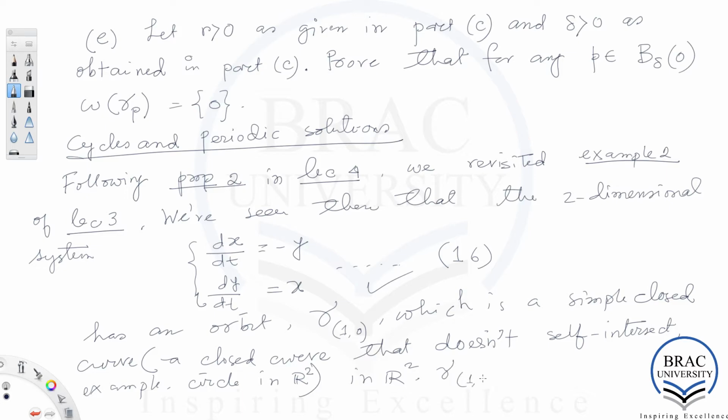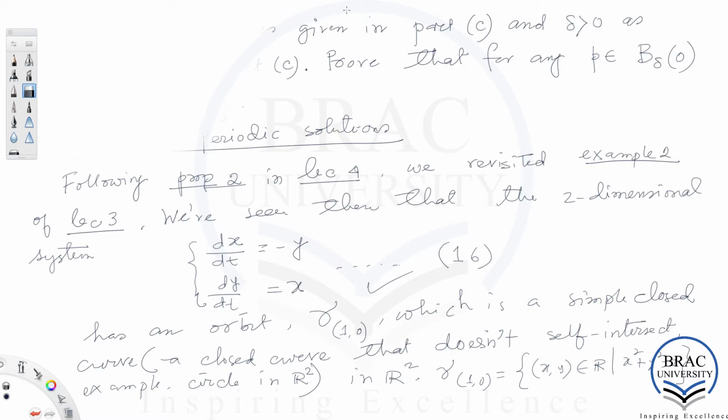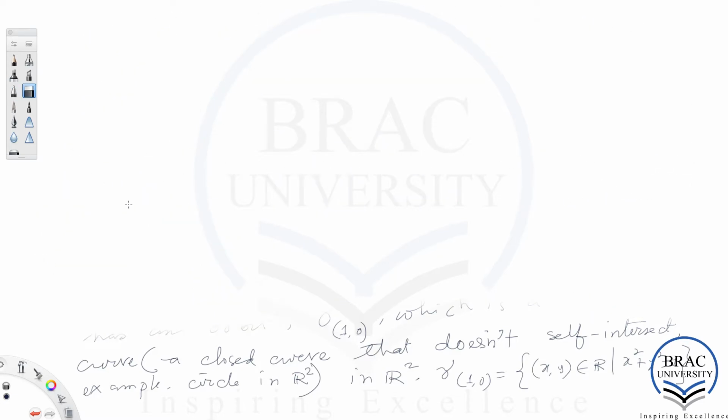gamma sub 1, 0 is the collection of all the points x, y in R2 such that x squared plus y squared is equal to 1, which defines a circle, right, in R2, centered at origin, and it is of radius 1. So it's just a unit circle. Okay, let me draw a couple of pictures in this connection.